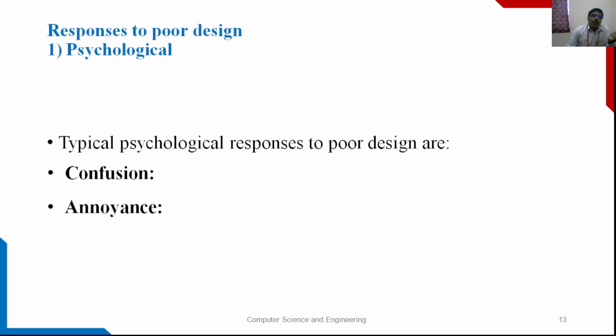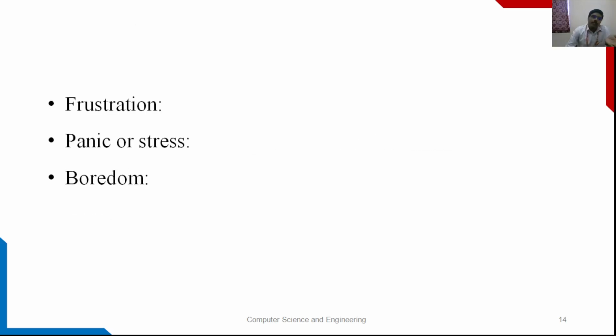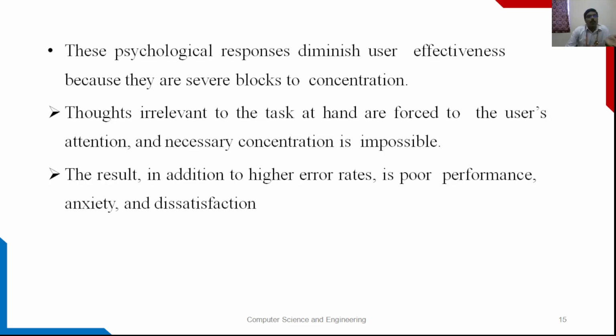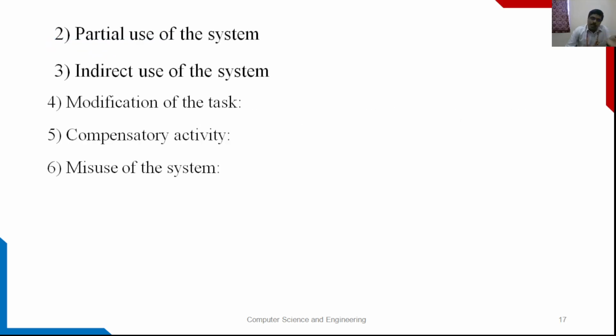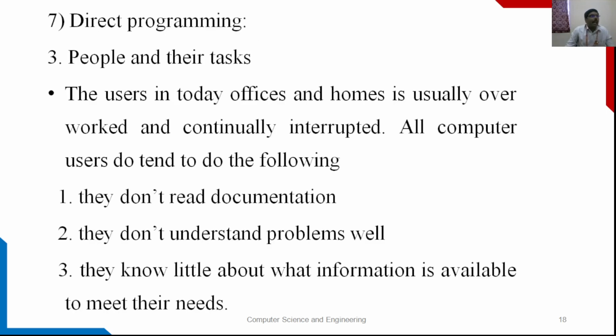These are the responses to poor design, psychological and physical. The psychological responses are confusion, annoyance, frustration, panic, stress, and boredom. The physical responses are abandonment of the system, partial use of the system, indirect use of the system, modification of the task, compensatory activities, misuse of the system, and direct programming.